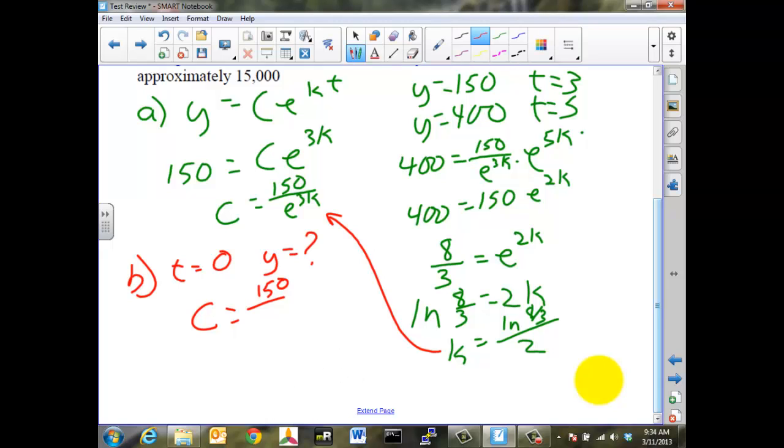Since we've got a calculating device, let's just put the 3 and this ugly number in there. ln 8 divided by 3 over 2. And you can do all of this. Where did the 3 come from? Because here in our C problem right here, C was 150 over e to the 3k. So you can go ahead and use that and figure out what your C is.